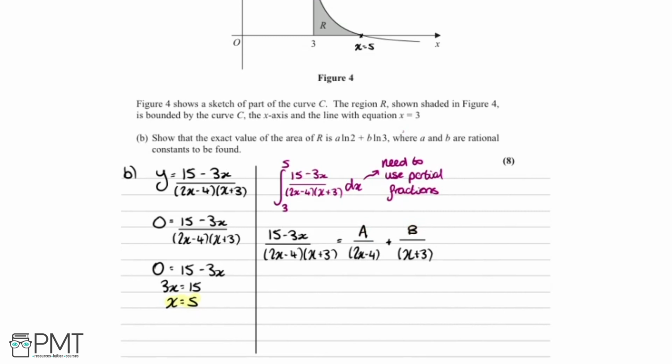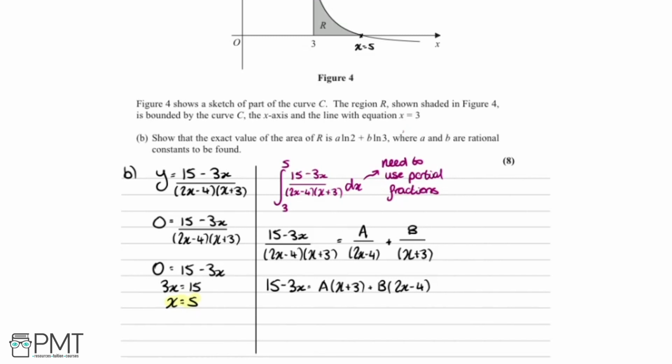What we're going to do is multiply both sides through by the denominator. This means it cancels out here, so we just get 15 minus 3x. These brackets will cancel, so we'll just get A multiplied by (x plus 3), and these brackets will cancel here, so we'll just get B multiplied by (2x minus 4). Now we're almost there working out what A and B are.